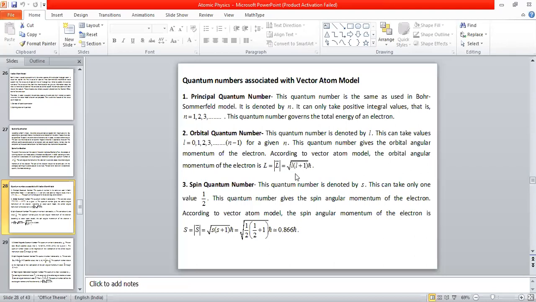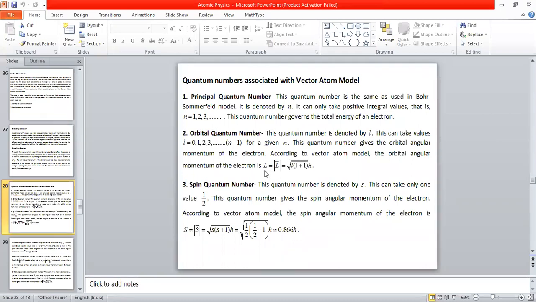For example, take L is equal to 1. If L is equal to 1, square root of 1 into 1 plus 1 is square root of 2. So it is square root of 2 times h cross. h cross means h by 2 pi. You know the h value, so you can substitute and find out the magnitude of the orbital angular momentum.